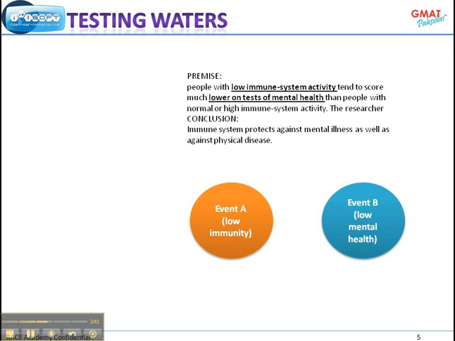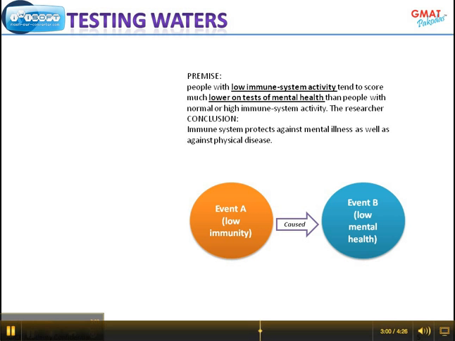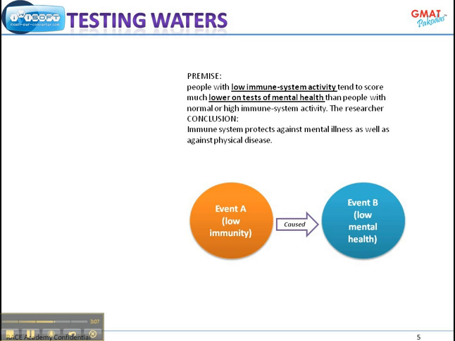Our conclusion says immune system protects against mental illness. With the help of the premise, we come to the understanding that the inherent assumption is good immune system results in good mental health. In other words, low immune system results in low mental health, or event A, low immunity, caused low mental health. Now, when there are two events that occur simultaneously and there is no proof as to which one caused the other one, and we assume that event A caused event B, we are inherently assuming that event B did not cause event A.